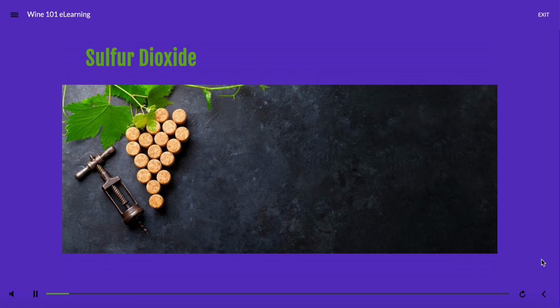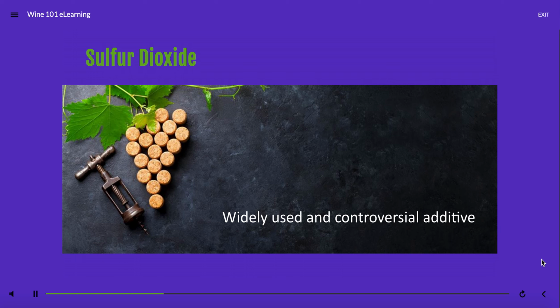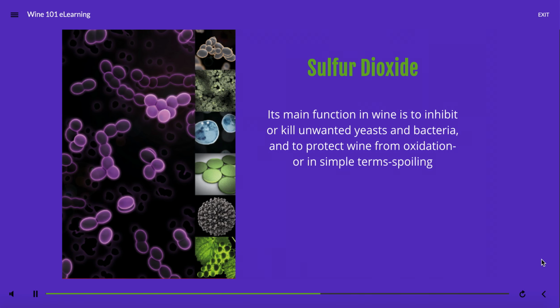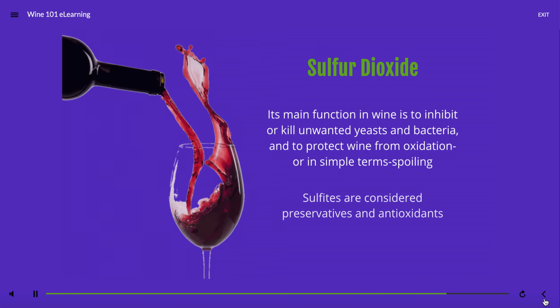Sulfur dioxide is the most widely used and controversial additive in winemaking. The controversy stems from the fact that sulfur is prevalent in processed foods and thus is on the rise as a concern for health problems, from allergies to migraines to body swelling. Its main function in wine is to inhibit or kill unwanted yeasts and bacteria and to protect wine from oxidation, or in simple terms, spoiling. On the positive side, sulfites are considered preservatives and antioxidants.